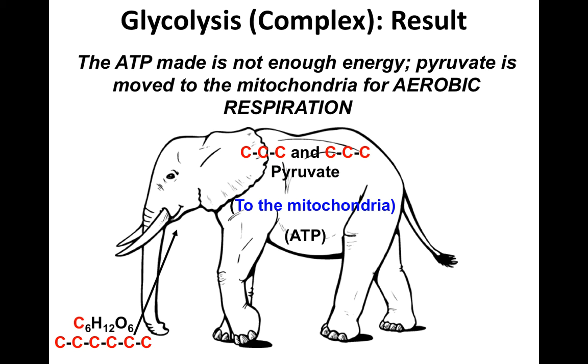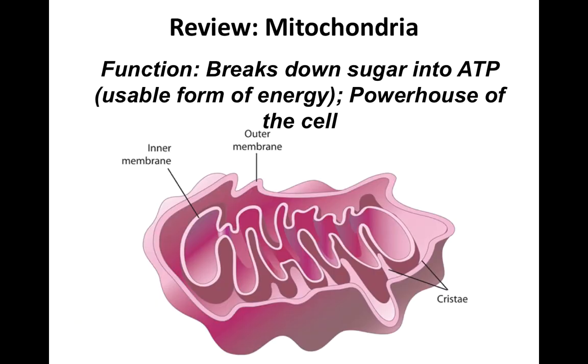All right, review of the mitochondria. I can't remember if this is in your notes, but this is from your cell unit. It's going to break down sugar into ATP, and if I were to really get technical with you in the cell unit, I would have said break down pyruvate into ATP, but you guys would have had no idea what I was talking about, okay?